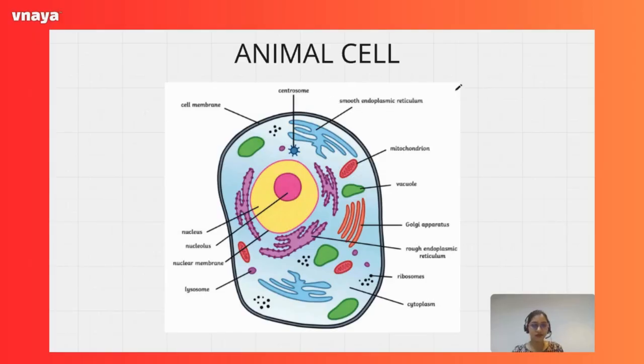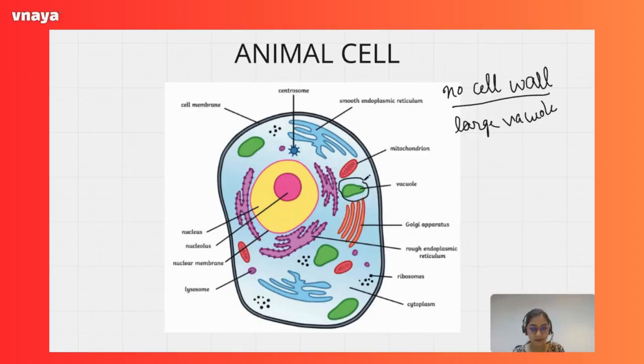First of all, there is no cell wall. As we have seen, plant cells have a cell wall, but in animal cells no cell wall is present. In plant cells there is a large vacuole, but here you can see a very small vacuole. This one, can you see? So no large vacuole.